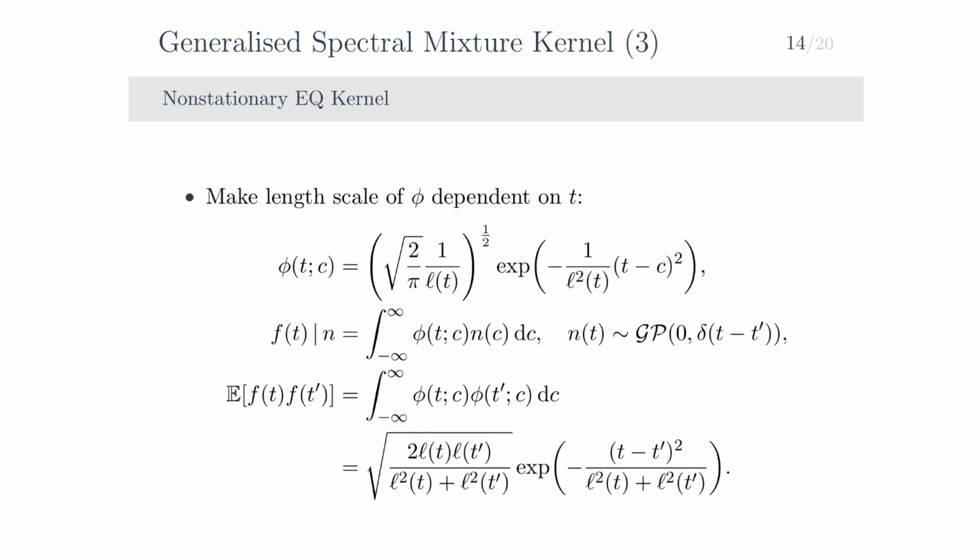So it is in this sense that the Gibbs kernel generalizes the EQ kernel to non-stationary signals by viewing the EQ kernel as an infinite sum of basis functions and then letting the length scales of these basis functions depend on time and seeing what comes out.